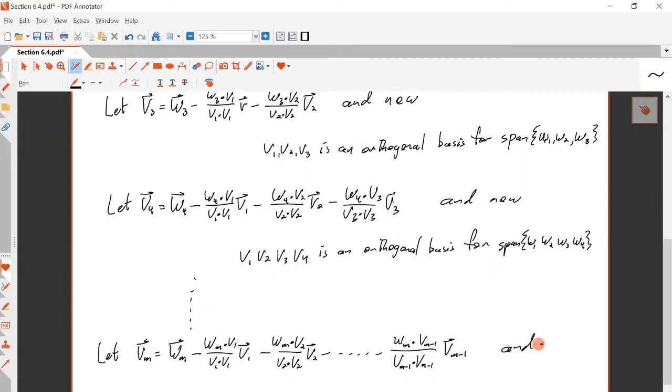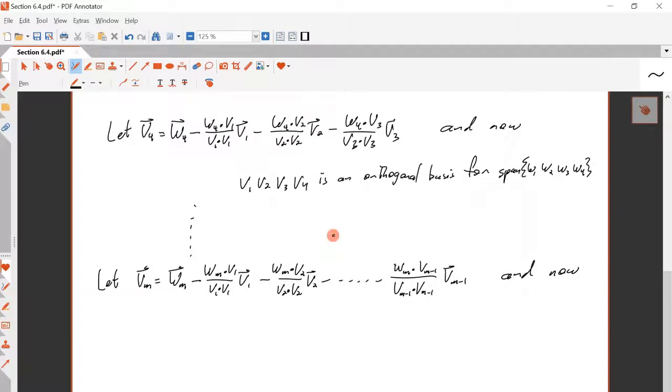And now V1 to Vm is an orthogonal basis for the span of all the vectors, which is just that subspace W. Okay, so you just keep moving the process like this.